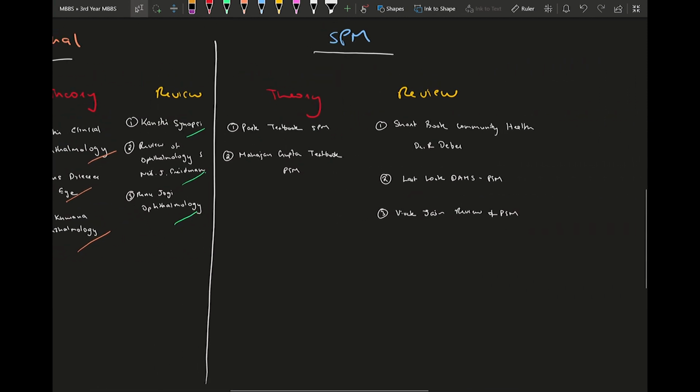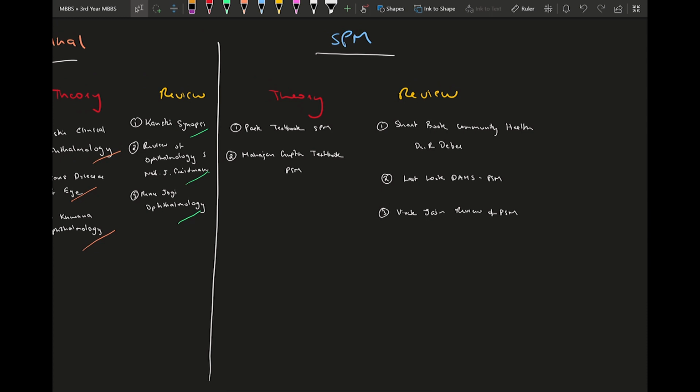Finally, moving on to SPM, this is a very vast subject. So choosing the right book would really help you cut down the studying time. The two main theory books are your Park SPM and your Mahajan Gupta. I found Mahajan Gupta better suited for me because honestly, while reading Park, I felt like I was reading a newspaper and I wasn't able to retain most of the information. I could only remember those headings which were given in bold.